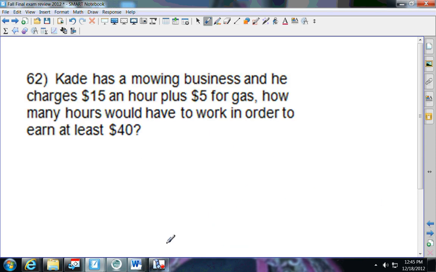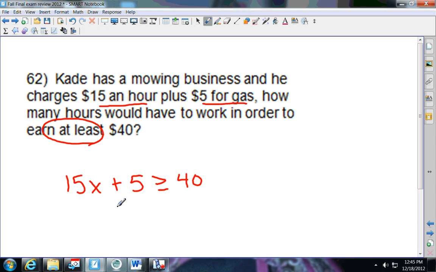The next one said Cade has a mowing business. He charges $15 an hour plus $5 for gas. How many hours would he have to work in order to earn at least $40? You have 15x, $15 per hour, plus $5 for the gas, at least is greater than or equal to 40. So now to solve this, I would subtract 5 from each side. I get 15x is greater than or equal to 35. I'm going to divide by 15.